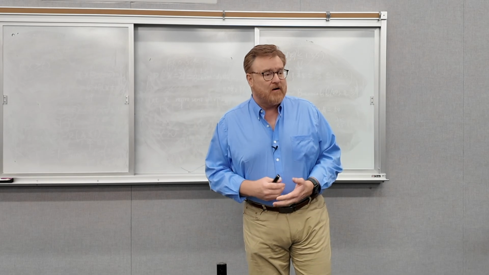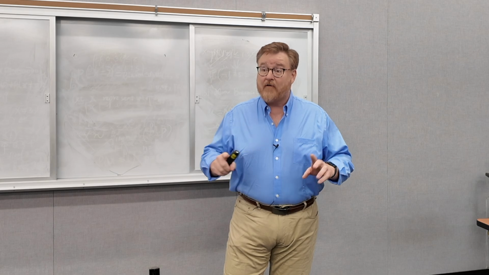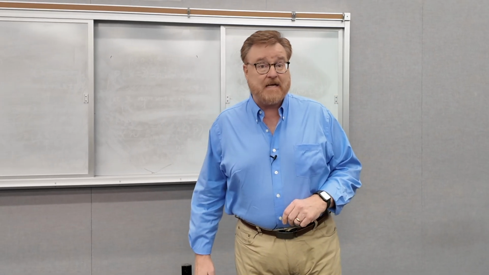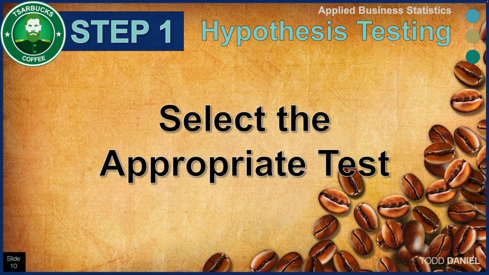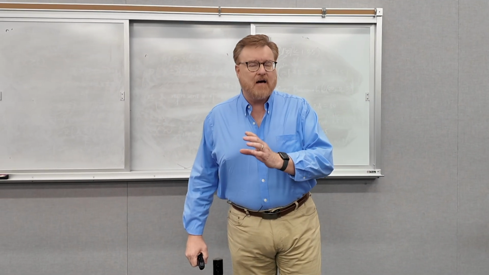So let's walk through our 5 steps of hypothesis testing and learn how we can determine whether coffee bean yield is different based upon the type of coffee bean. Step number 1 is we're going to select the appropriate statistic. For this example, we're going to keep location constant.